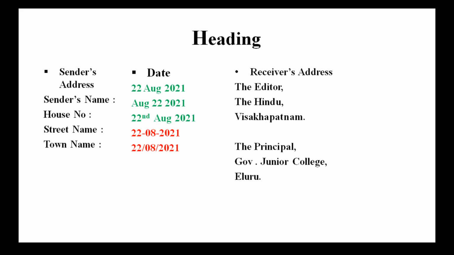While writing receiver's address, you should include name, position, and address of the receiver. For example, when we are writing a letter to the editor, the address should be the Editor, The Hindu, Vishakhapatnam, and in the same way, when a letter is written to the principal of a college, the address should be the Principal, Government Junior College, Eluru. Here, you should remember one thing. When informal letters are written, receiver's address is not required under the heading.